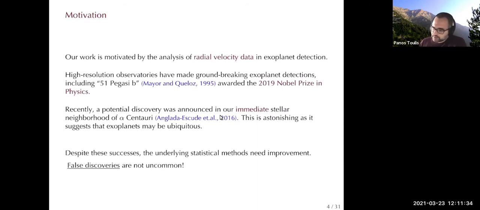Now, despite these successes, however, the underlying statistical methods do need improvement. And depending on who you talk to, they might even need a complete overhaul. The problem is that false discoveries are not uncommon. So what happens in practice is usually some sort of standard method plus lots of heuristics. What we're trying to contribute here is to put some principles behind those heuristics that people use to test and check those detections, those discoveries.